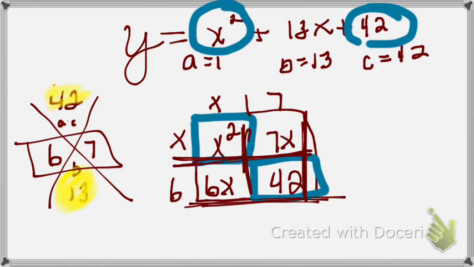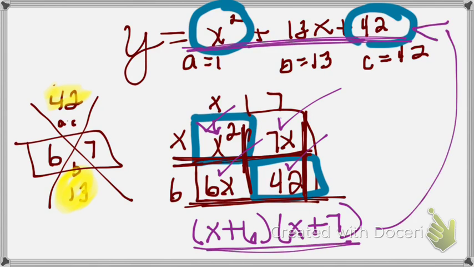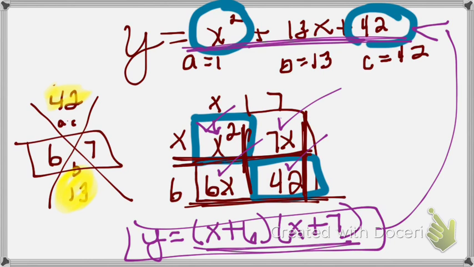Does this check out? What I mean is, does x times x give you x squared? Yes. Does x times 7 give you 7x? Yes. Does 6 times x give you 6x? Yes. Does 7 times 6 give you 42? Yes. So my factors of x plus 6 times x plus 7 are the factors of this quadratic. This, when multiplied together, will give you that. Okay? So I can say that I have factored this quadratic into its factors. It's done. Okay? Let's do one more.